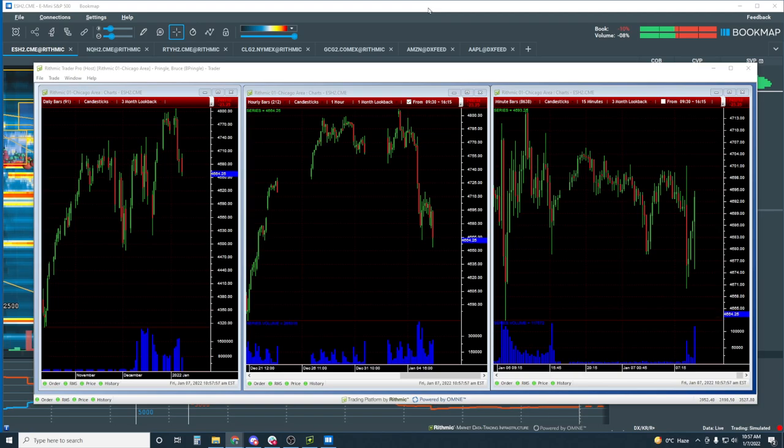All right, so anyway, guys, I just want to show you how important it is to start to understand some of these icebergs and some of these absorption levels, and the moves that can unfold on these higher time frames.